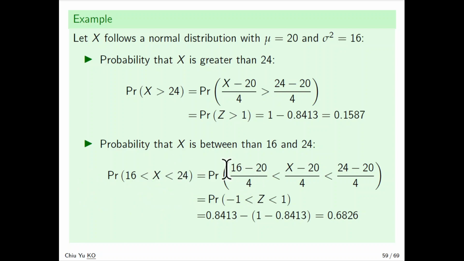So again, the same concept applies. We standardize it: minus 20 divided by 4. So this becomes z, this becomes negative 1, 1. The same idea would apply. This is P(Z less than 1). This is P(Z less than negative 1). You need to subtract it from 1. That gives you the solution.